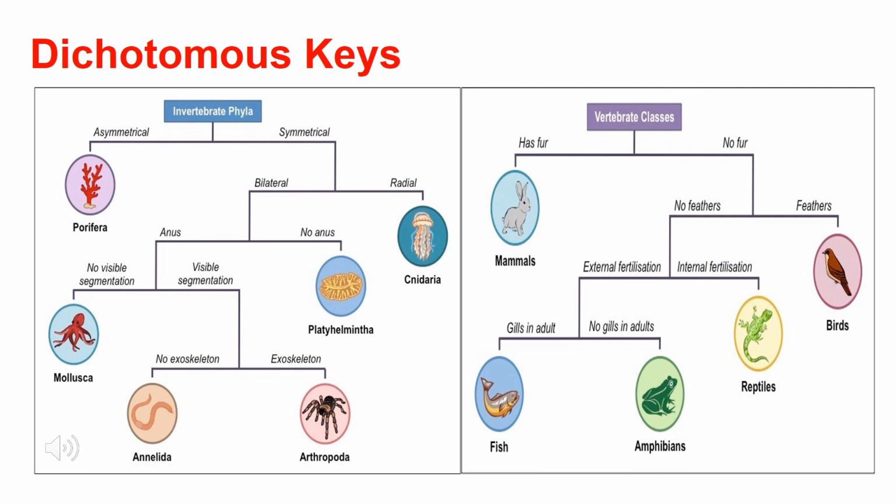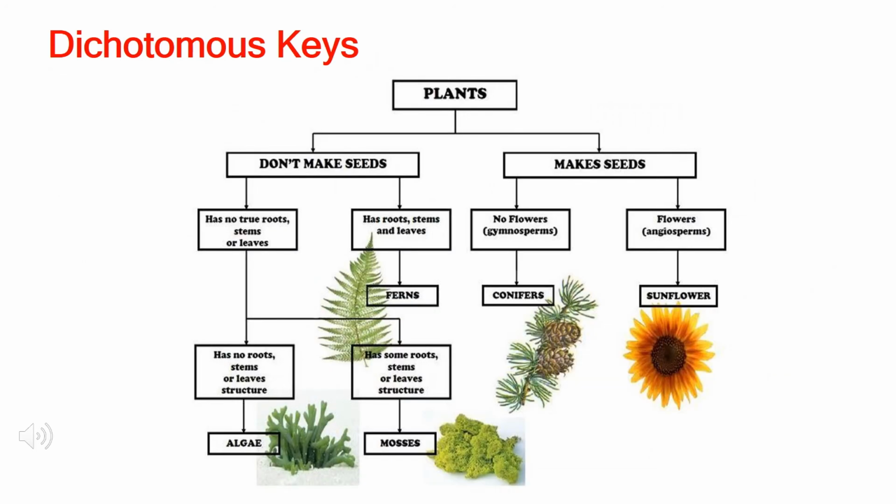This is one example of Invertebrate phyla Dichotomous Keys, and the other is Dichotomous Keys of Vertebrate Classes. And for this one is the Dichotomous Keys for plants.